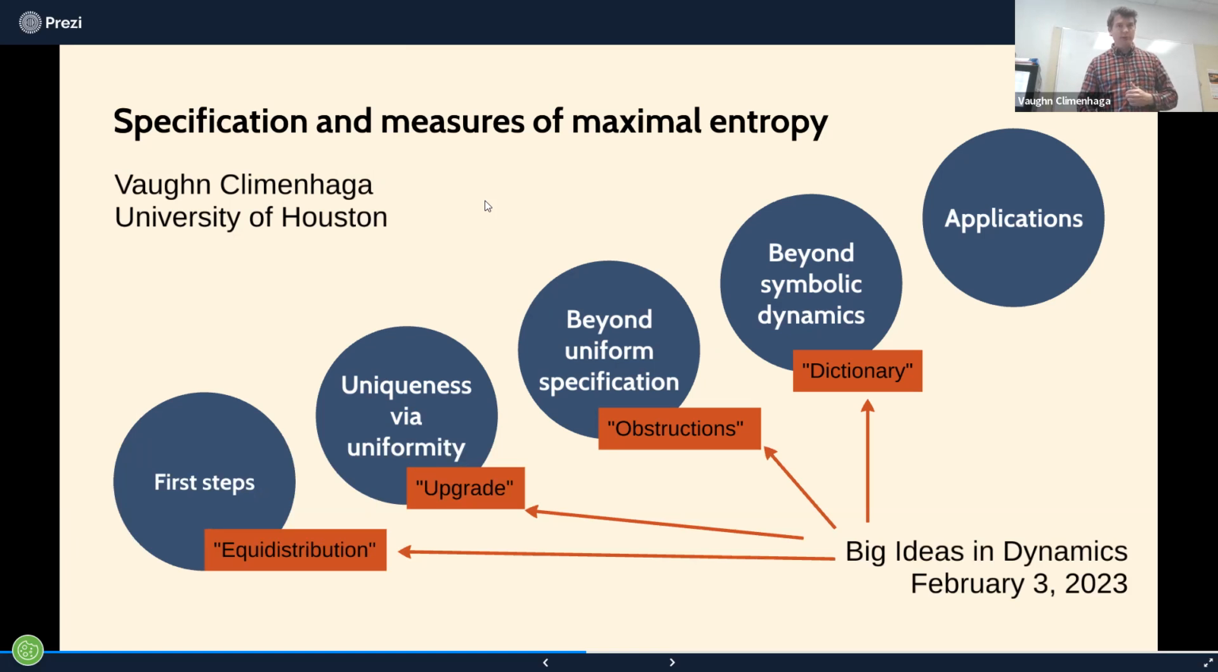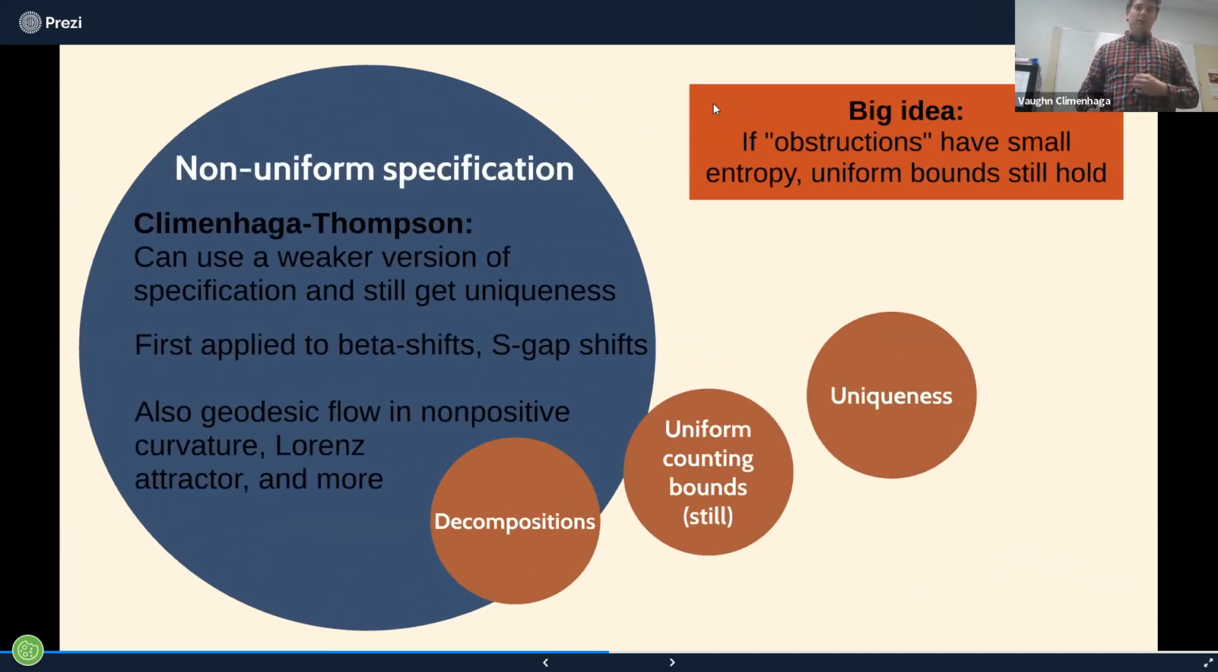And for the moment, I'm going to remain in the setting of symbolic systems and talk about this idea of obstructions. That is, I'm going to talk about a way to make precise the idea of obstructions to specification. So if the shift has specification, then Bowen had this theorem saying that there's a unique MME. There's plenty of shift spaces without specification that were known to have unique MMEs and that turn out, in retrospect, to have a certain non-uniform specification property.